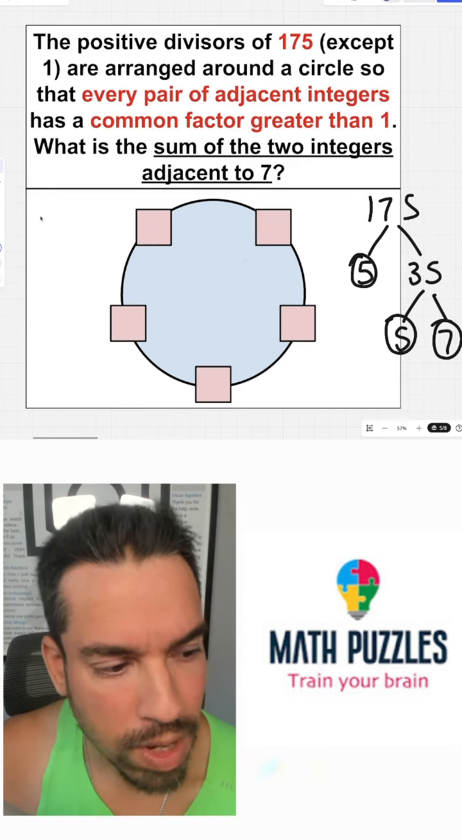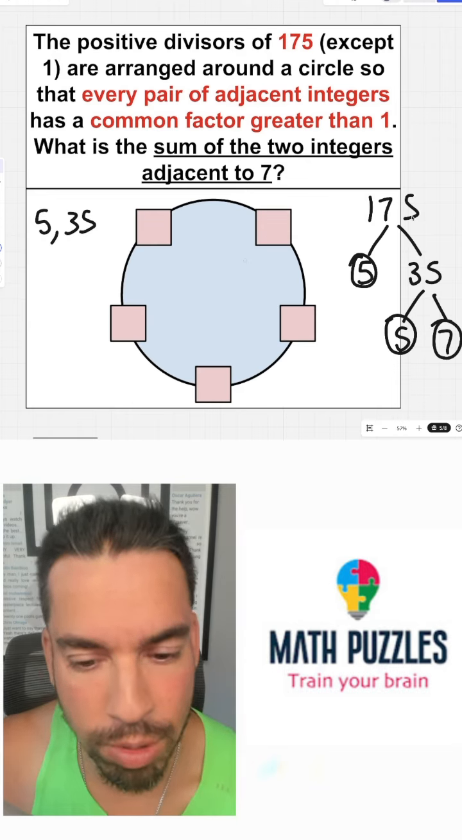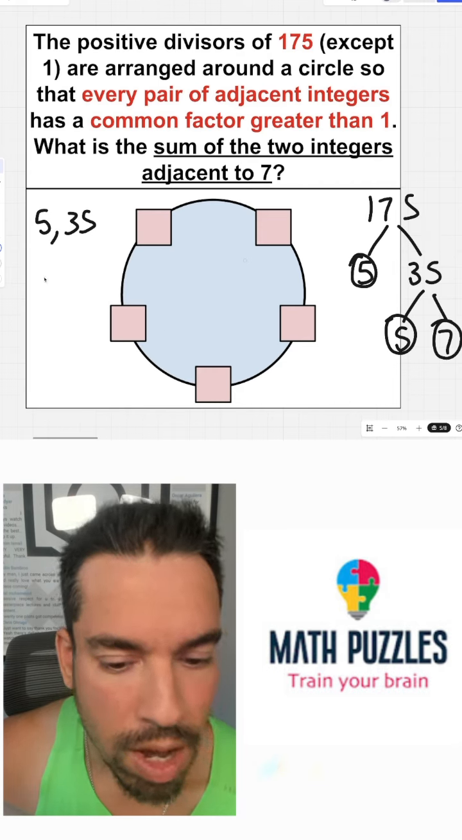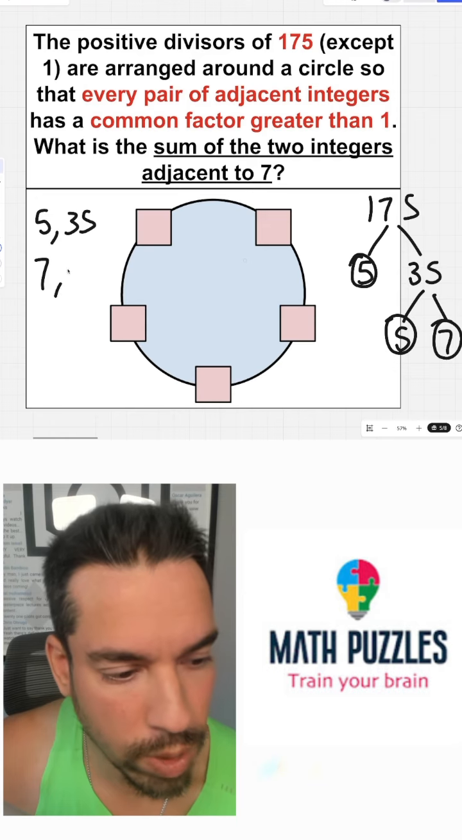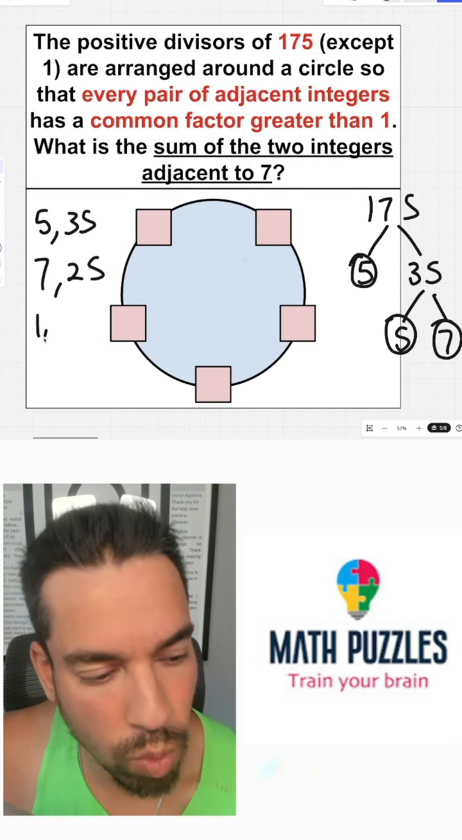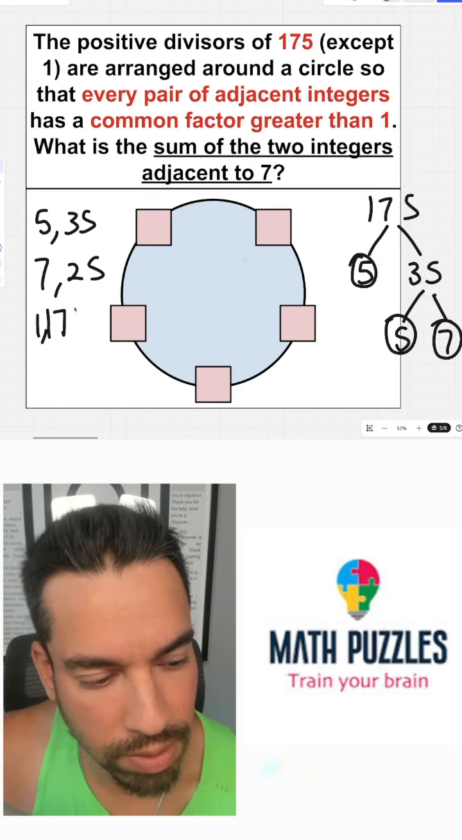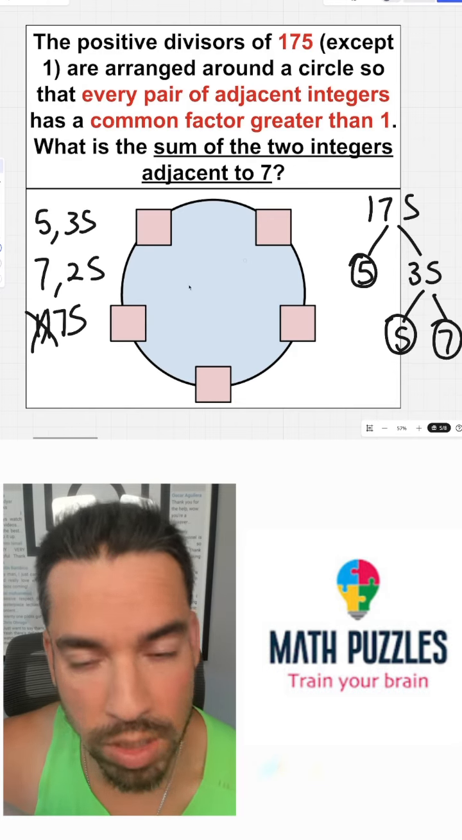So for example, I have 5 and I have 35, right? That's a factor pair. 5 times 35 brings me back to 175. I also am going to have 7 by itself times 25. And then last but not least, I am going to have 1 times 175, but of course we're excluding 1. So that gives us our 5 factors, 5, 35, 7, 25, and 175.